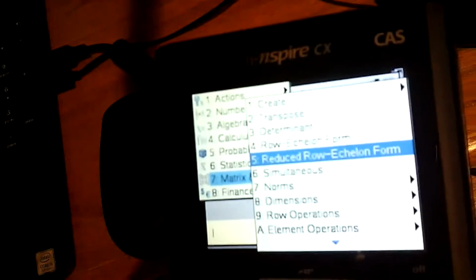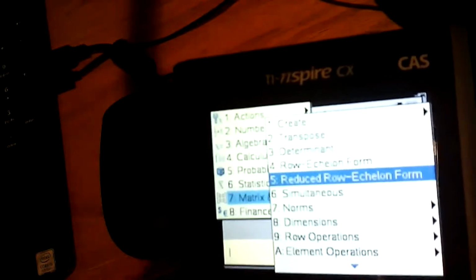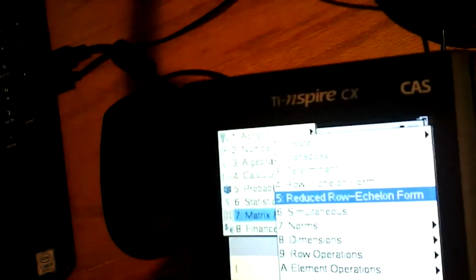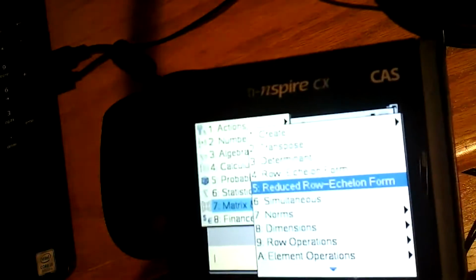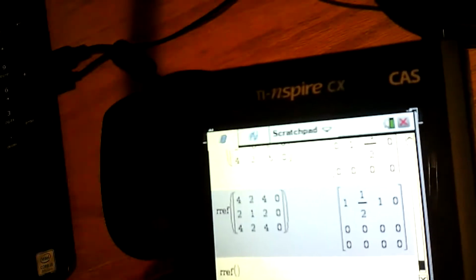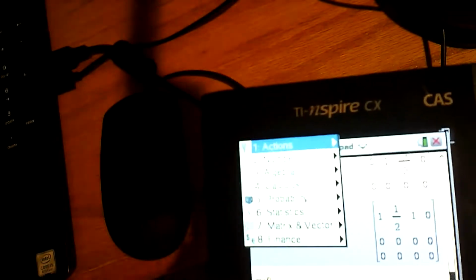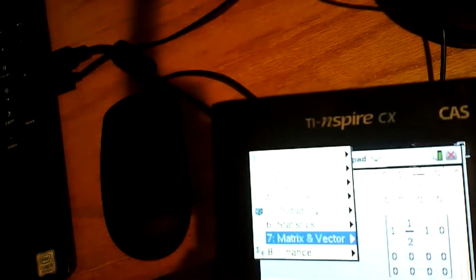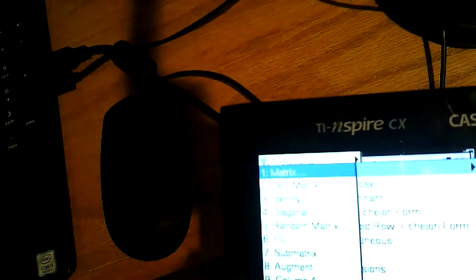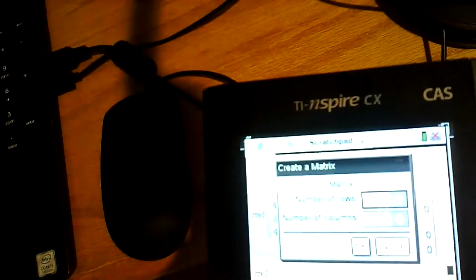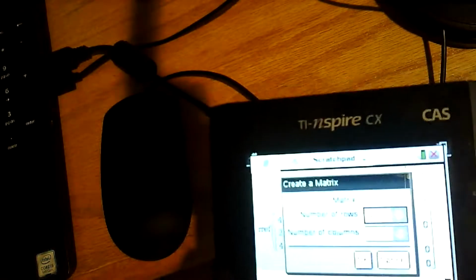What that will do is take it, do Gaussian reduction to it, and take it from where it is at the moment into a different form. So we're going to hit enter to bring that to the main screen. And it has reduced row echelon form on that main screen. Then we're going to go back in the menu, and we need to put in the matrix. So we're going to create a matrix.